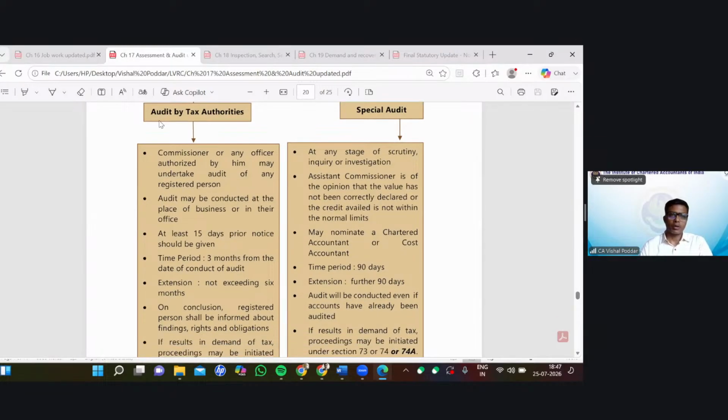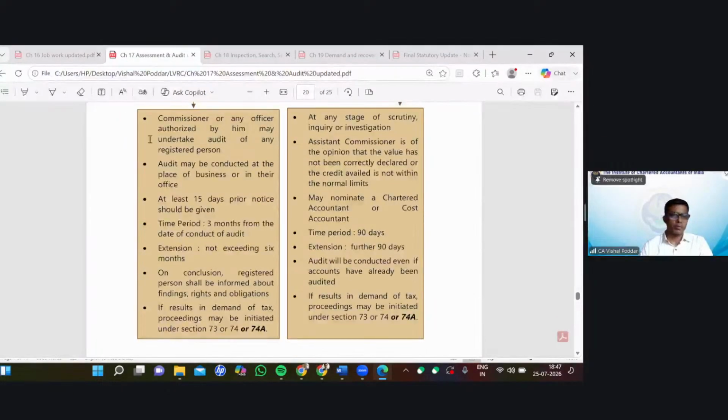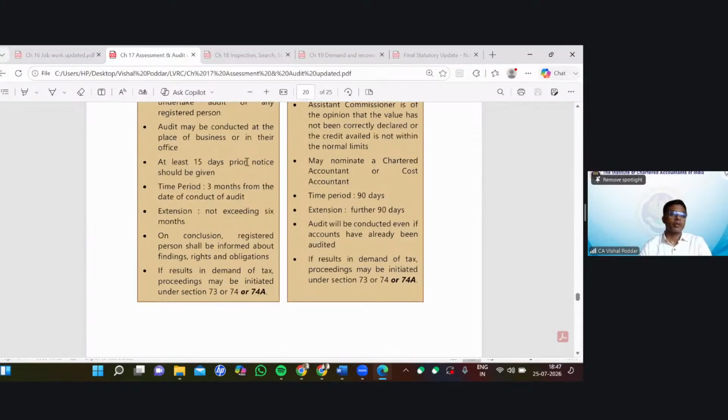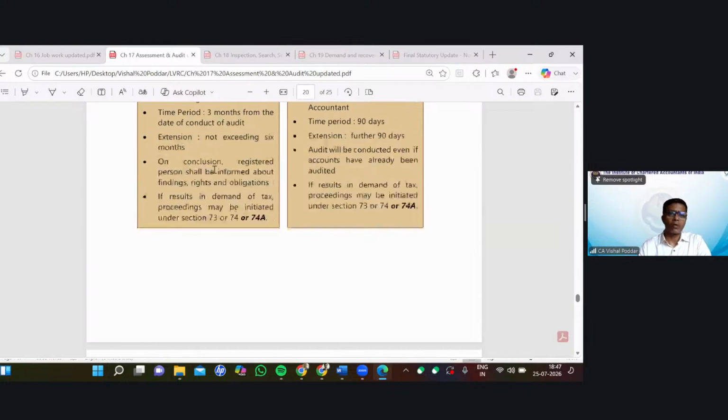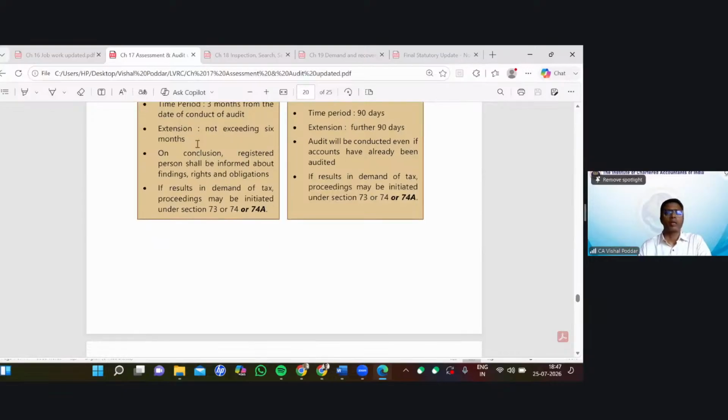Now, the normal general audit under 65: the commissioner or any officer authorized by him may undertake the audit of a registered person. Audit may be conducted either at the premises of the person or in the department. At least a 15-day prior notice has to be given, and the time period is 3 months from the date of conduct of audit. Extension not exceeding 6 months. So in short, in maximum 6 months, the audit should be completed.